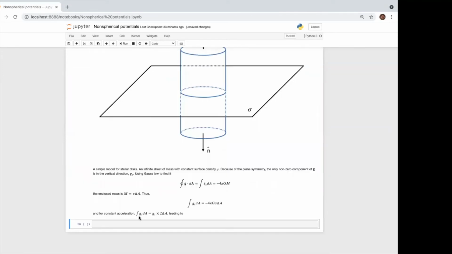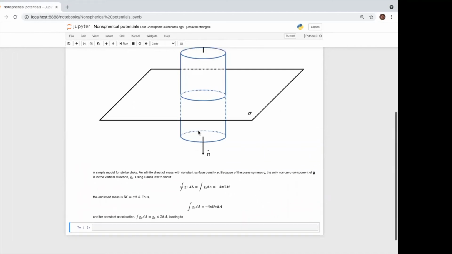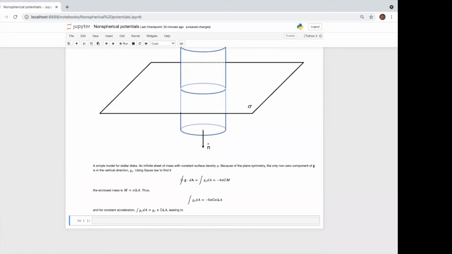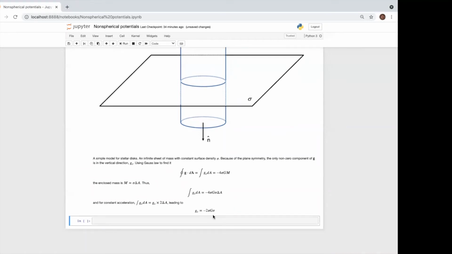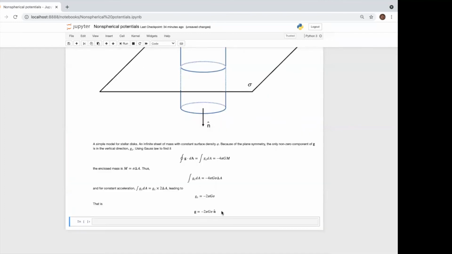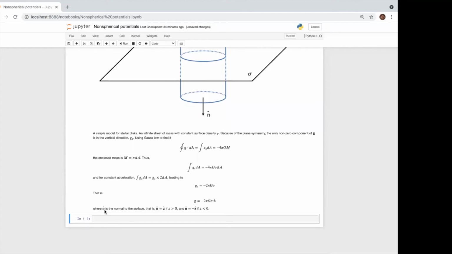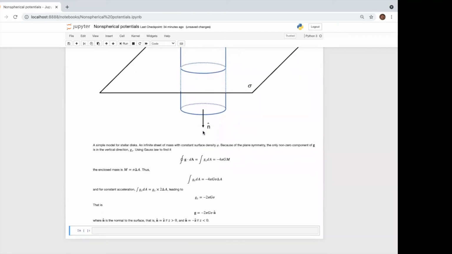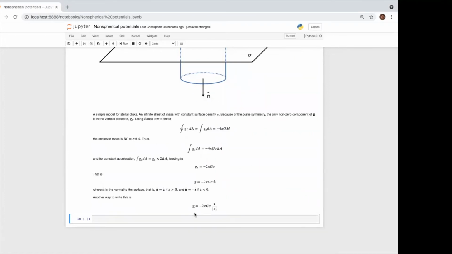For a constant acceleration, we can take gz out of the integral, so it becomes an integral of the areas. Now it's gz times the two areas, the upper and the lower one, so twice the area, which leads then to the acceleration gz equal to minus 2 pi G sigma. Or in vector notation, we have minus 2 pi G sigma n hat, where n hat is a normal to the surface. That is, it's equal to z hat if it's above the plane, and is equal to minus z hat if it's below the plane. So we can write this compactly as gravity equal to minus 2 pi G sigma z over the modulus of z. So that will have the sign of z.